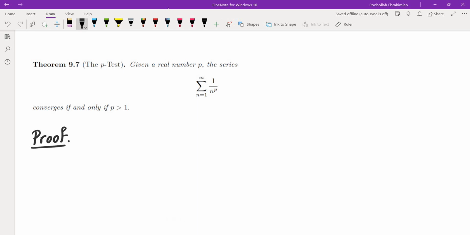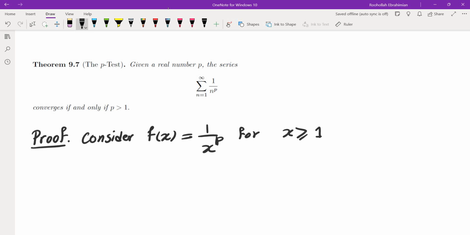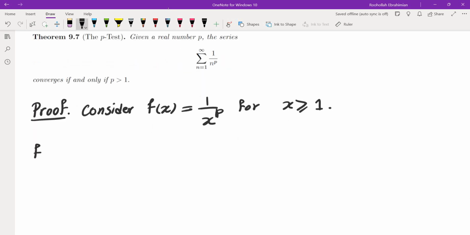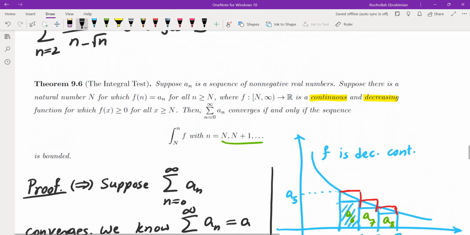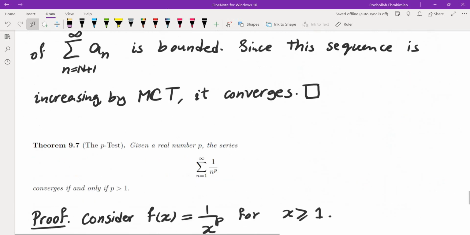So we're going to look at this function. Consider f of x equals 1 over x to the p for x greater than or equal to 1. Now, f is continuous, and we need it to be continuous and decreasing. But this is if p is positive. If p is positive, it is decreasing. Otherwise, it could be increasing. So if you go back and look at the theorem, it required the function to be decreasing and continuous.